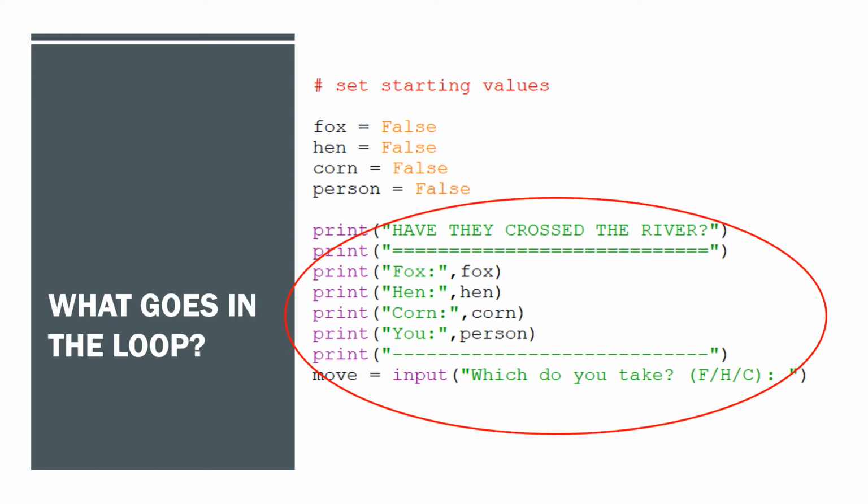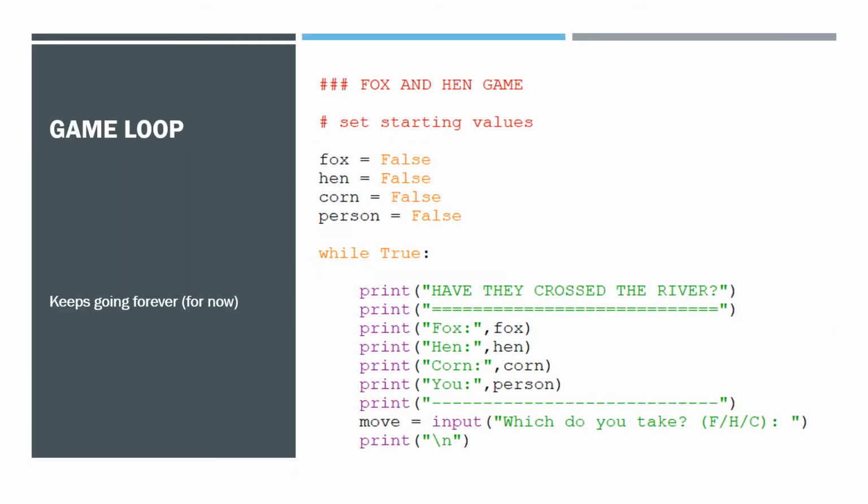But these lines do go inside the loop. These are the lines that display the output and ask for input. And that's something we want to happen over and over again while our program is running. So I'm going to put those lines inside a while loop. I'm going to use a while loop rather than a for loop because I don't want it to repeat a certain number of times. I just want it to keep going until the game is over.